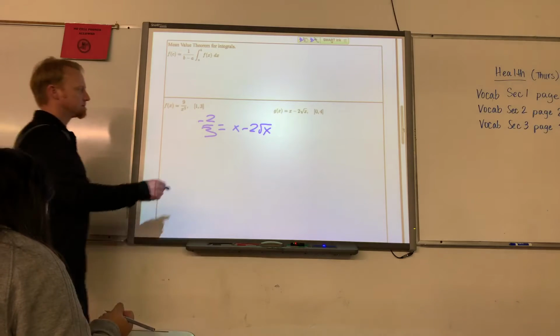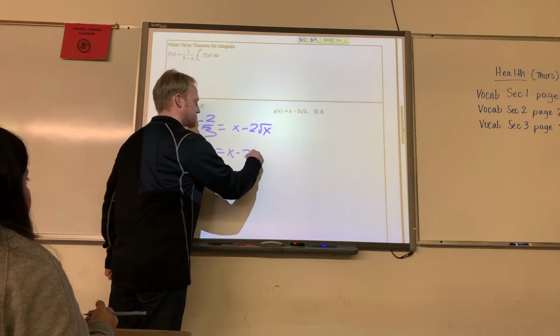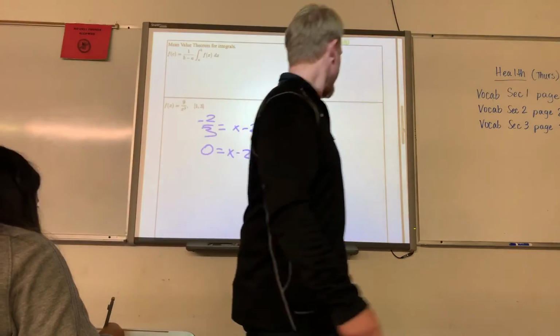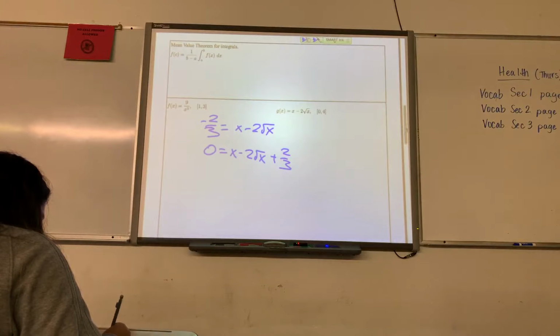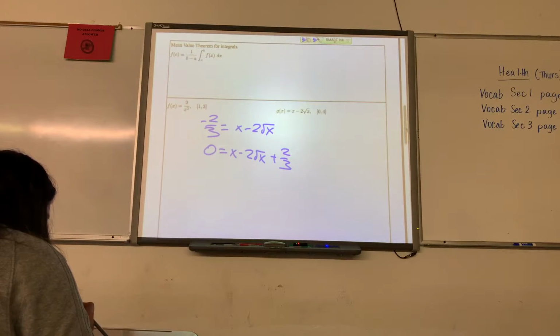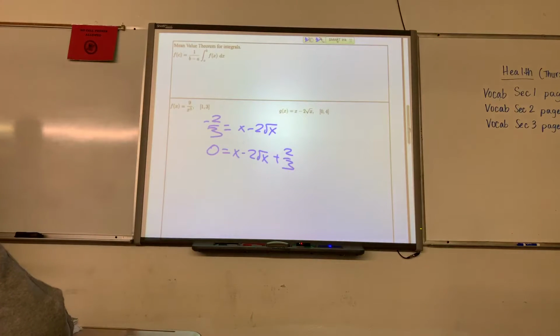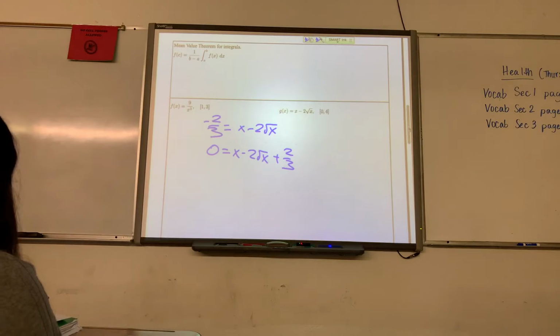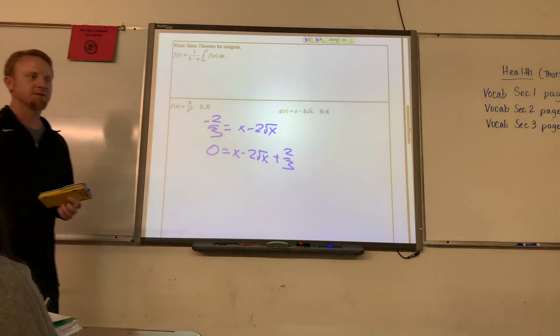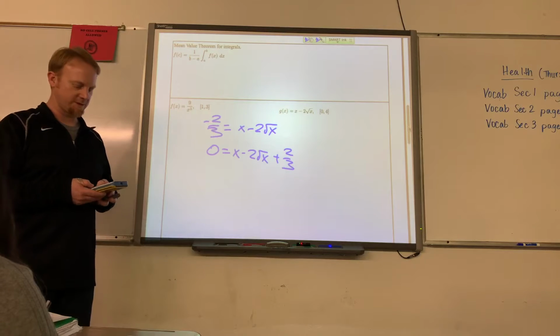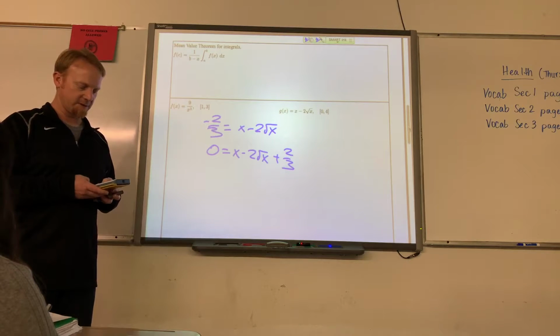I got mine. I have 0 equals x minus 2 square root x plus 2/3. How can I use my calculator to solve that? I would use the quadratic formula. Do you know? Graph it. All right, I like graph it. Graph it and look for what? Where it hits the x-axis. I'm looking for a 0. So let's graph it and find the 0.